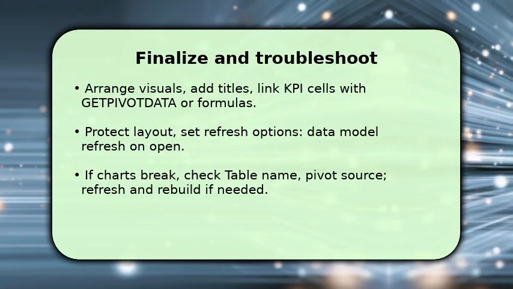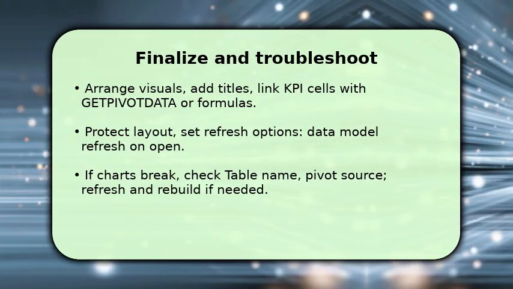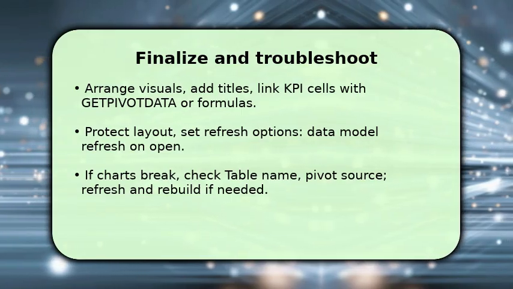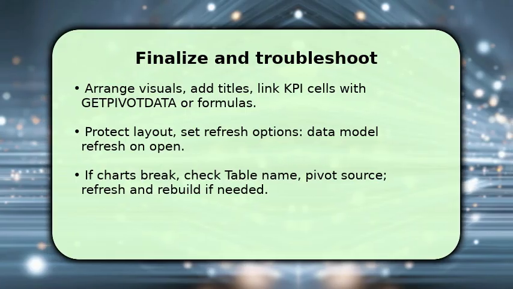If something goes wrong, for example charts show old data, refresh the table, verify the pivot source and table name, and reconnect slicers. Rebuilding a single affected pivot.